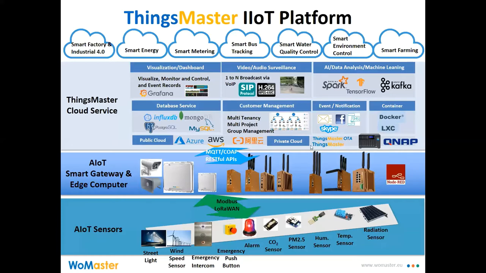And then from the cloud service, we can see our AIoT smart gateway, the WR series, the SCP series, and also our EC series, the edge computer series, the gateway and edge computer. For the gateway and edge computer, we provide MQTT, CoAP, and a RESTful API, and also TCP and UDP communication, and security. All these communications are encrypted. So this is the solution we provide in the gateway.